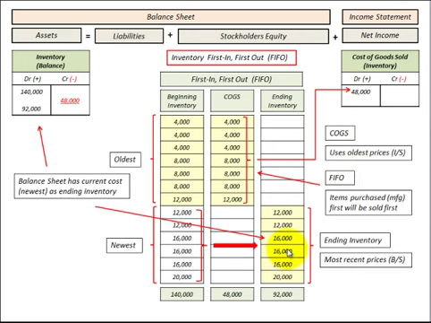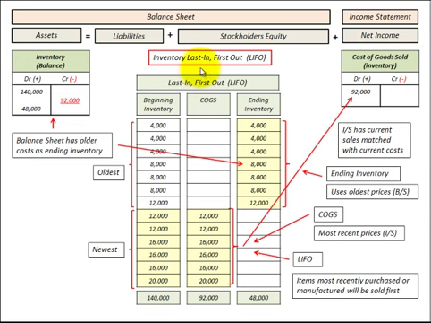Now, what remains in our inventory would be our ending inventory. That would reflect our newest inventory or our most recent prices. That is what we include in the inventory account on our balance sheet. So our balance sheet would have the current cost or the newest inventory, whereas our income statement, or what we recognize as cost of goods sold, would have our older prices, because that's the inventory we use first, this oldest inventory.